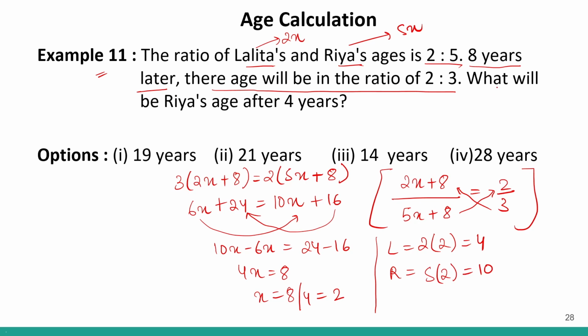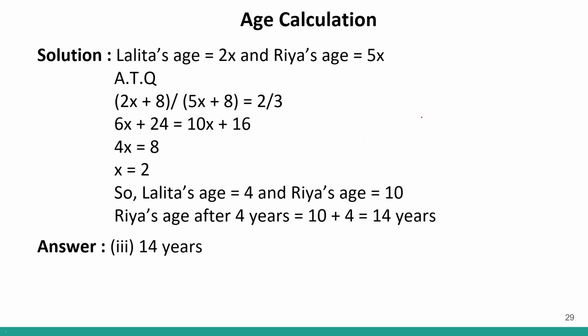Now in the question, we have to find the value of Riya after 4 years. So this is their present age. Clear? This is their present age, and we have to find the value of Riya after 4 years. So it will be 10 plus 4, which gives me 14 as the answer. So my answer will be option number 3, 14. Clear how we found out? So this was the solution. You can look at the solution over here also.